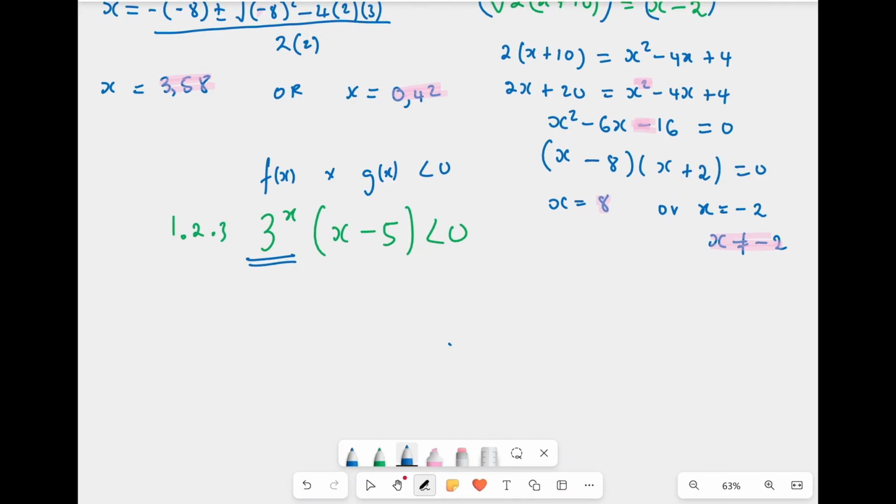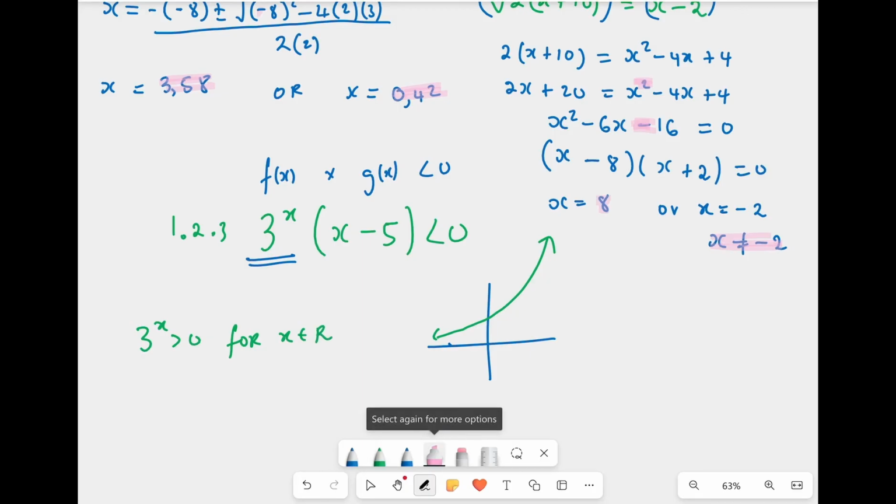So 3 to the exponent x, if I were to draw a graph, you will notice that 3 to the exponent x is positive for all values of x. So we know that 3 to the exponent x is greater than 0 for x is an element of all real numbers. So the only thing here that can be negative is this one, is the straight line. So we will say therefore x minus 5 must be less than 0, because it is the only thing that can be negative.